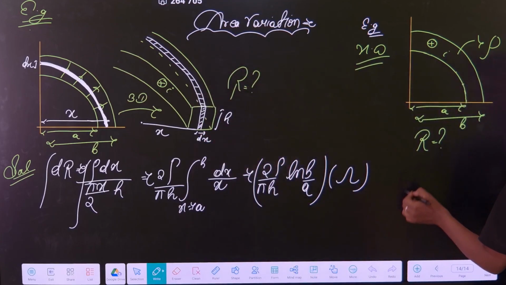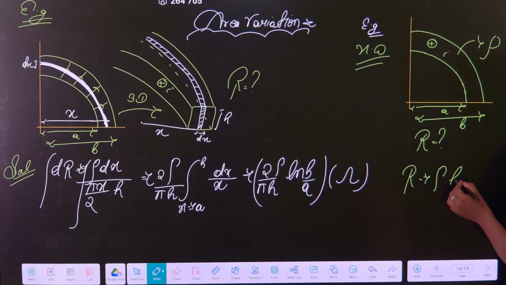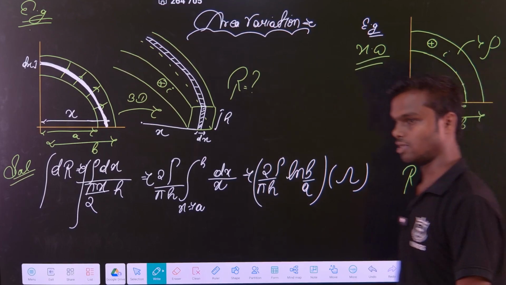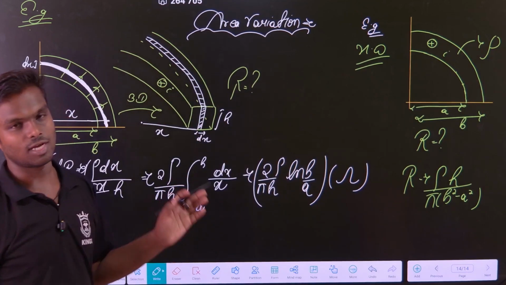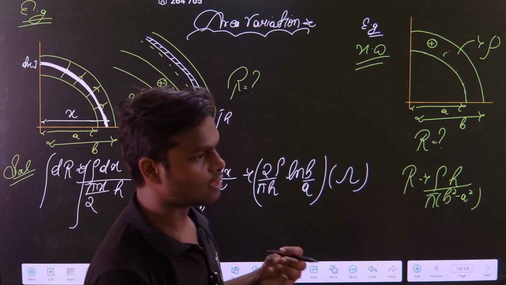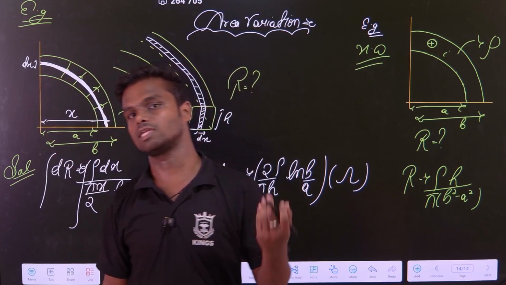What is R? R will be equal to rho. What is the length? Length is H, and what is the area? That is pi (p square minus square). Simple. That is the area. So this is the easiest case I have given you. So I hope now you are clear with how to calculate the resistance, whether it is a length variation or area variation. Clear?